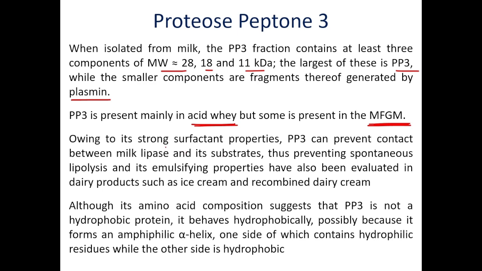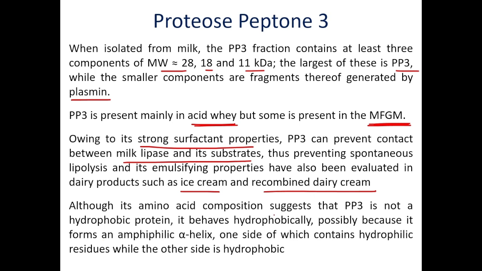Owing to its strong surfactant properties, pp3 can prevent contact between the milk lipase and its substrate, thus preventing spontaneous lipolysis. Its emulsifying properties have also been evaluated in dairy products such as ice cream and recombined dairy cream. So it also has emulsifying properties.